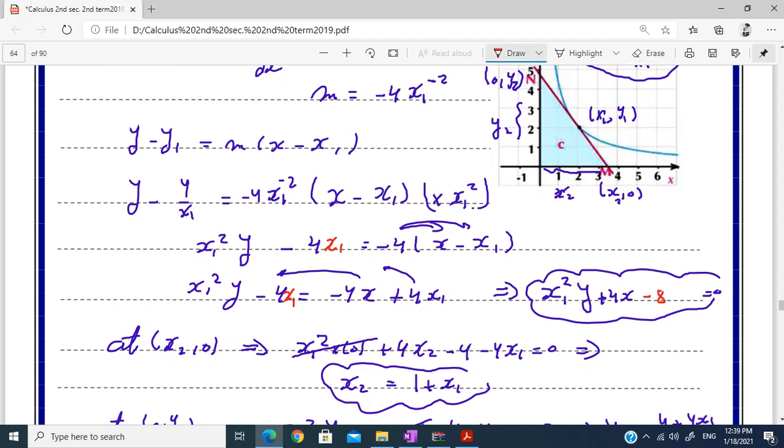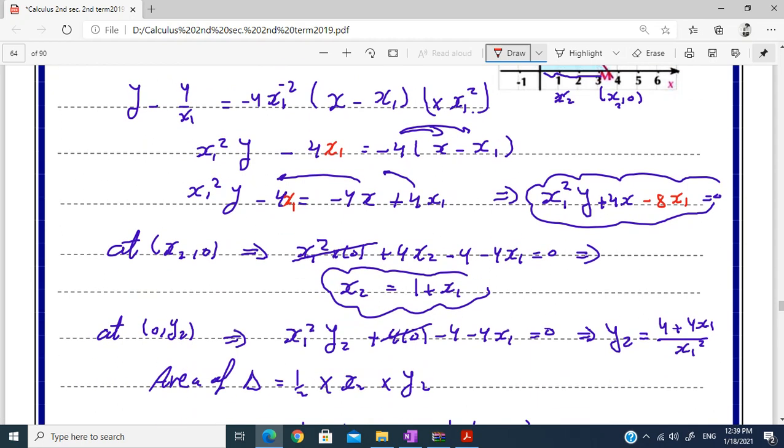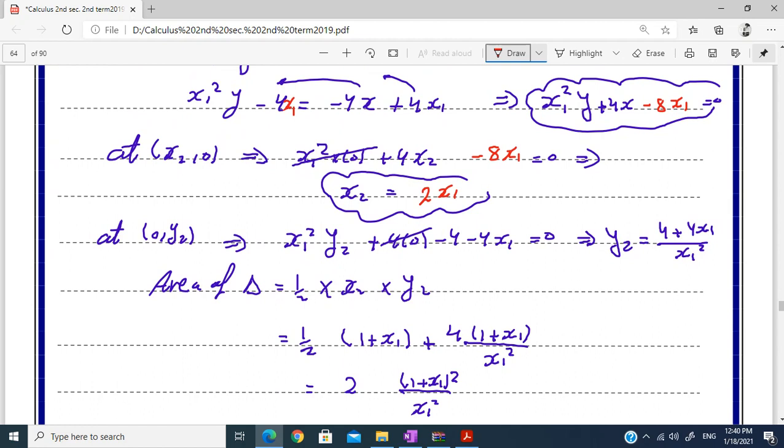Negative 8x1. So if you substitute y equals 0, for x2 minus 8x1, so x2 will be 2x1. And here at (0, y2), the value of x here will be 0, and y2 will be 8x1.